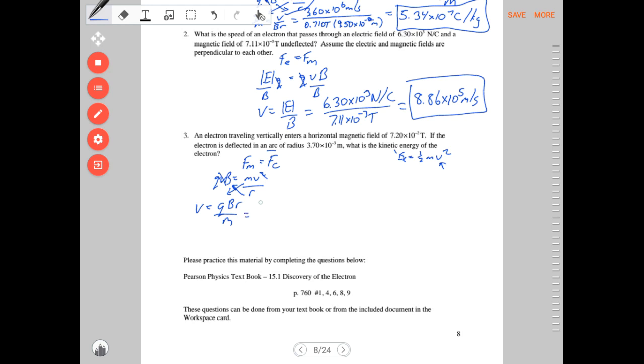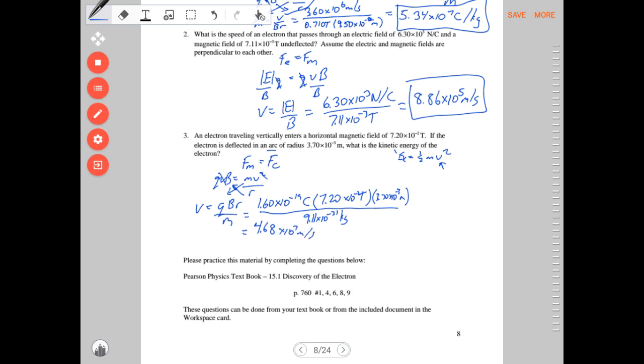So the q of an electron is 1.60 times 10 to the negative 19 coulombs. The magnetic field we're going through is 7.20 times 10 to the negative 2 teslas. The radius is 3.70 times 10 to the negative 3 meters. And the mass, of course, is 9.11 times 10 to the negative 31 kilograms. So when we figure out the velocity here, we get 4.68 times 10 to the 7th meters per second.